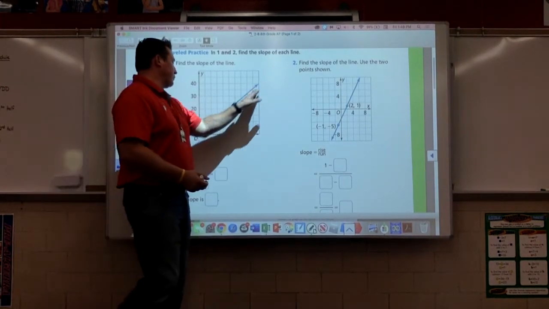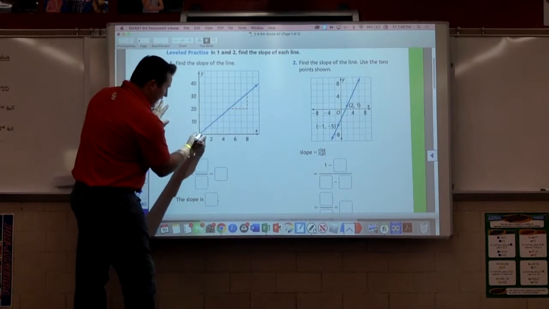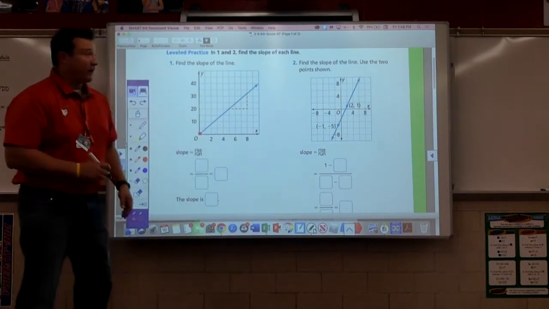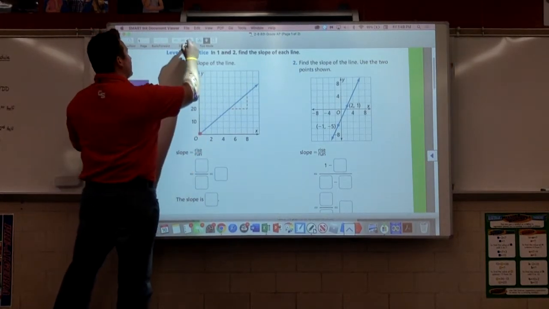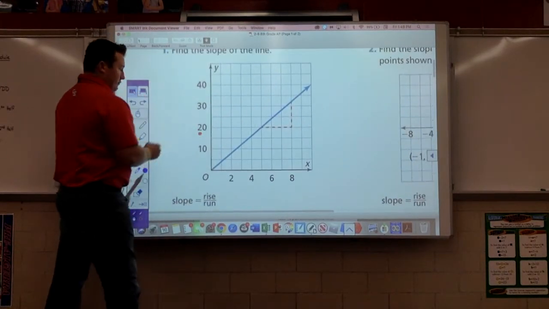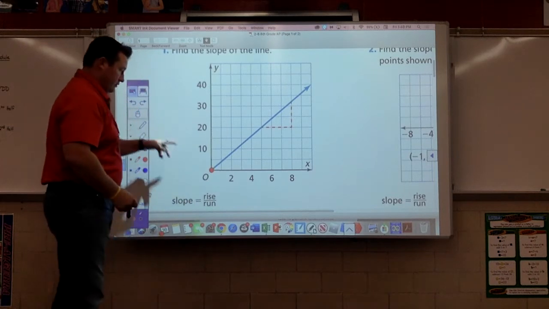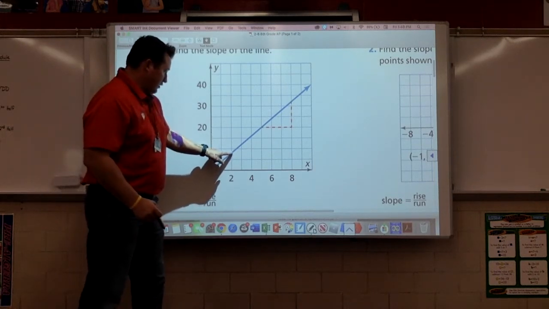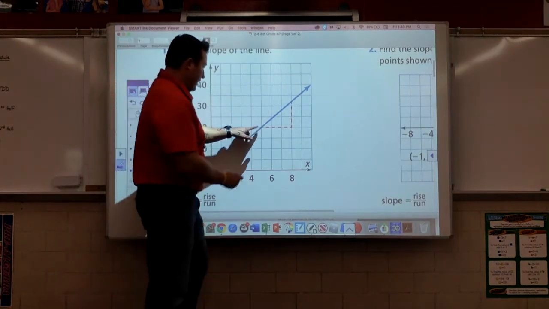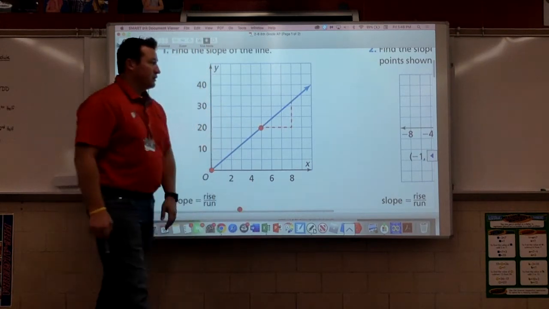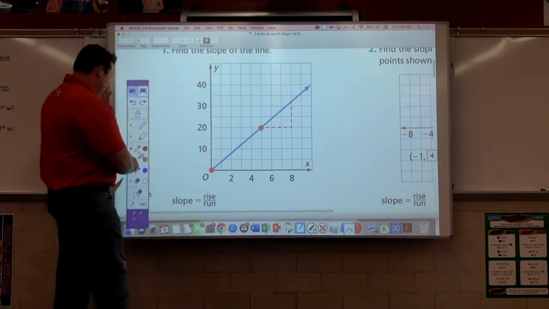Now, we got to find good points here. I would predict that to be a good point right there. You can't see that very well. Let's do some zooming in. Now my point's not very good. I like this point right here. No, no, no, no, yes. Okay? Let's find those two ordered pairs, guys.